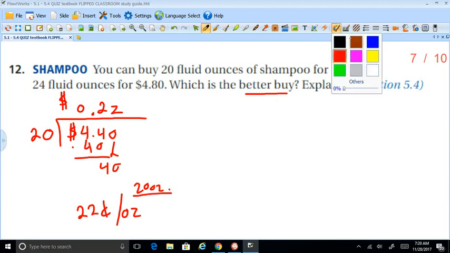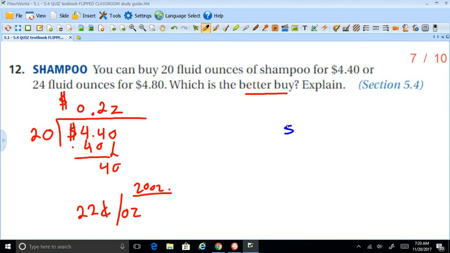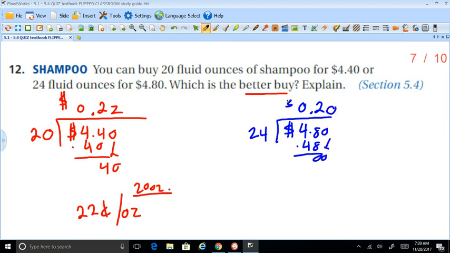And I'll just change colors. And I'm going to do exactly the same thing. $4.80 divided by 24. You're going to get 0. 24 goes into 48 twice, which is exactly 48. 0, 20 cents. So for the 24-ounce bottle, it's going to cost 20 cents per ounce.